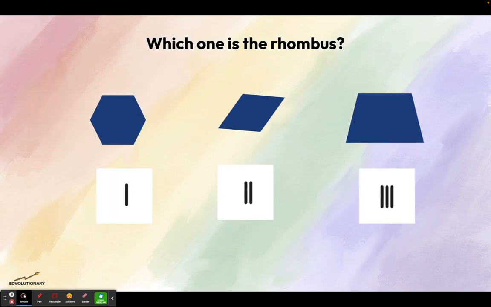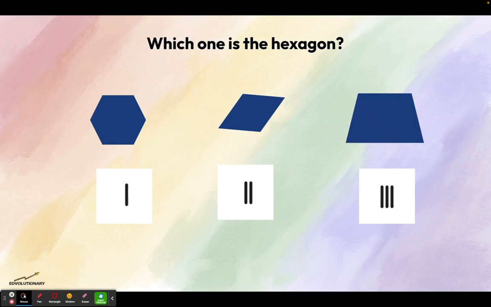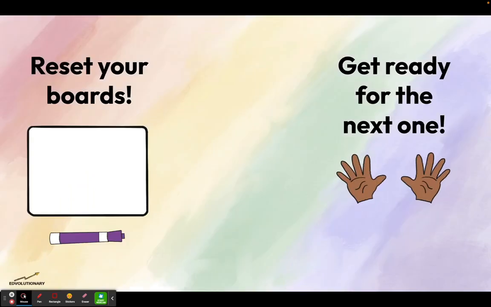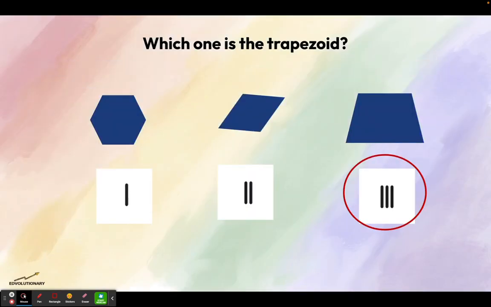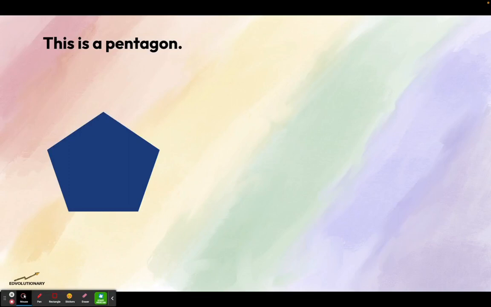Hey, which one is the rhombus? Write the tallies on your board. Give students a chance. Then show them. That one's the rhombus. Did you get it? Yay! Reset your boards. Which one is the hexagon? Give them a second. Yay! Reset your boards. Which one is the trapezoid? Yay! This is a pentagon.